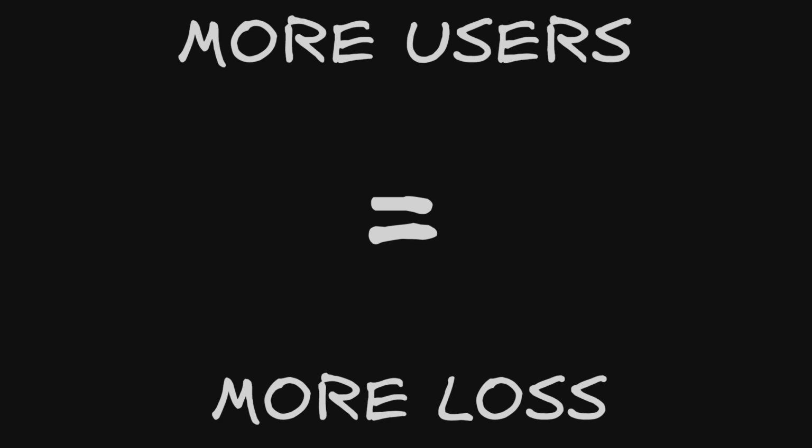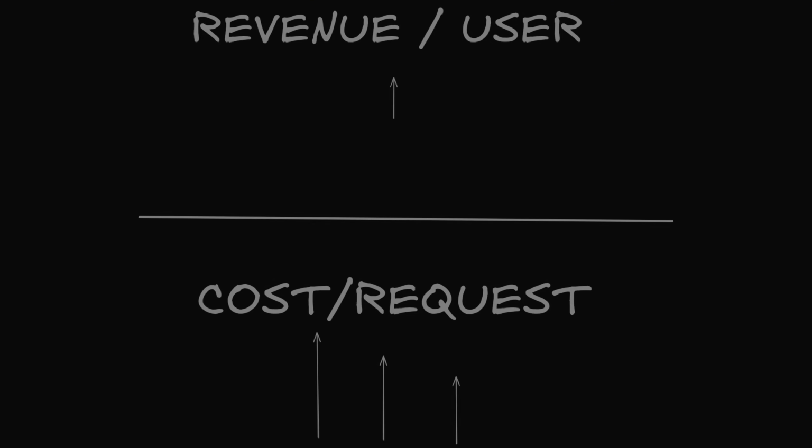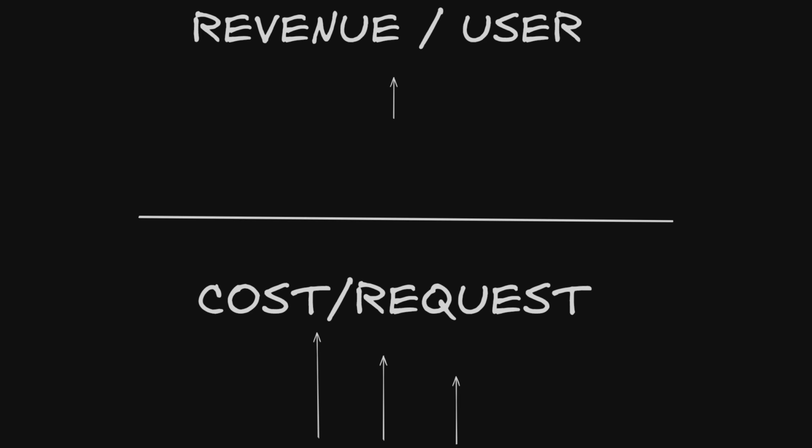AI startups have a structural problem. Their product is someone else's infrastructure. Their margins depend on token pricing they don't control, and growth magnifies the risk. In this model, more users doesn't mean more profit. It means more burn. The faster you grow, the faster you lose money. Your revenue per user is mostly fixed. Subscription, maybe usage tiers, but your cost per request can keep rising with longer prompts, more features, more generation, and that gap is where startups break.